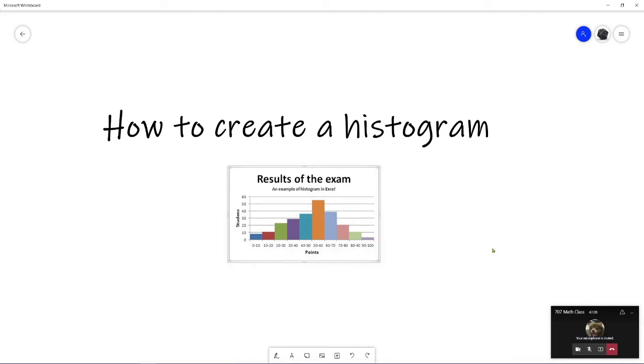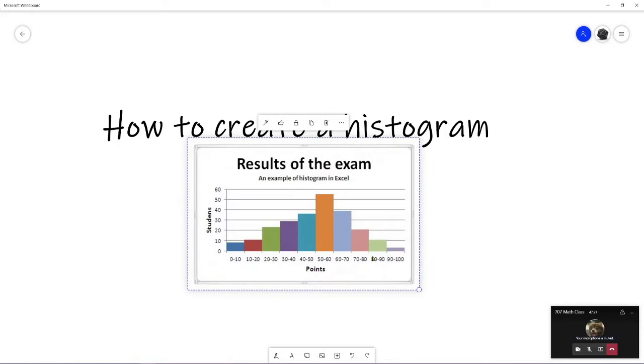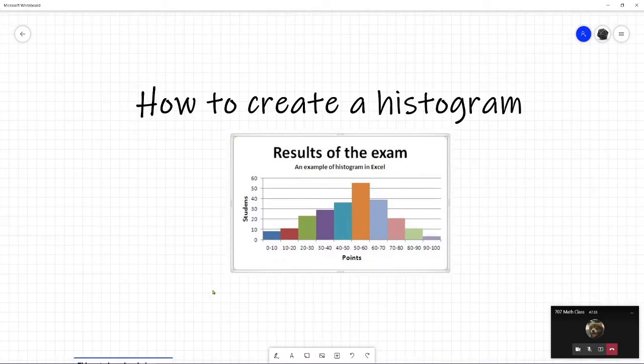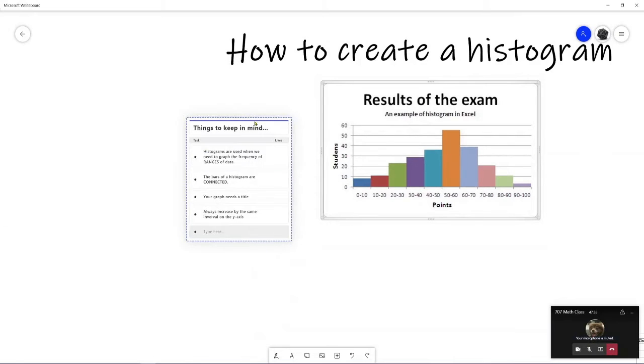Hey everyone, in this video I'm going to show you how to create a histogram. So I've given you an example of what a histogram looks like here. You can see it looks very similar to a bar graph, but slightly different. So here are some key things to keep in mind when we're thinking about a histogram.